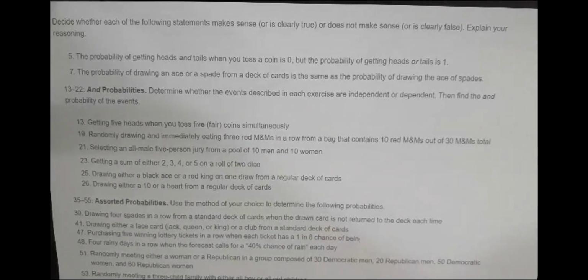With that said, decide whether each of the following statements makes sense or is clearly true, or does not make sense or is clearly false. Explain your reasoning. So we've got two different statements here, 5 and 7. The probability of getting heads and tails when you toss a coin is 0, but the probability of getting heads or tails is 1. Does that make sense?